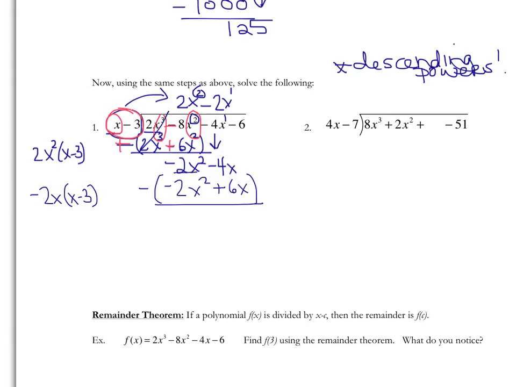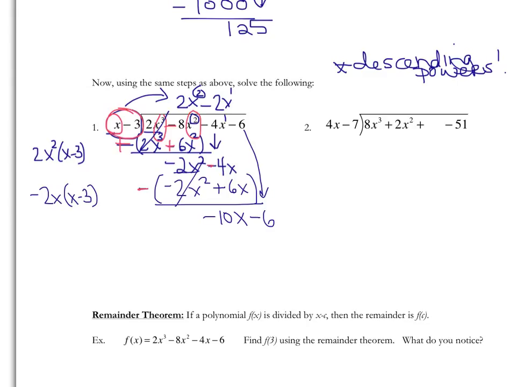Negative 2x squared minus negative 2x squared, those are going to cancel. Minus 4x minus positive 6x will end up being negative 10x. And I'm going to bring down my minus 6. Again, I'm going to repeat all of that.